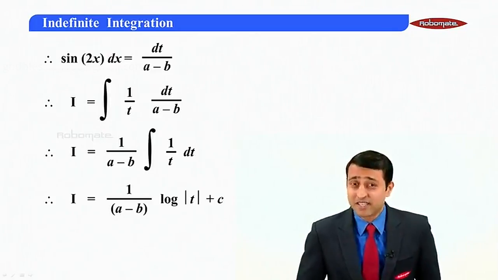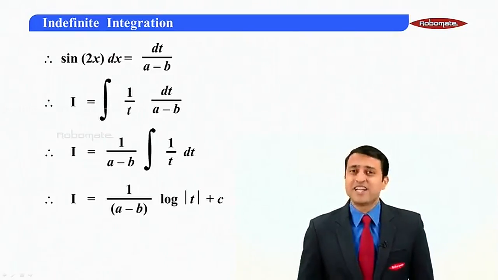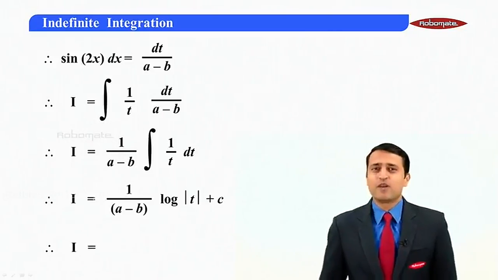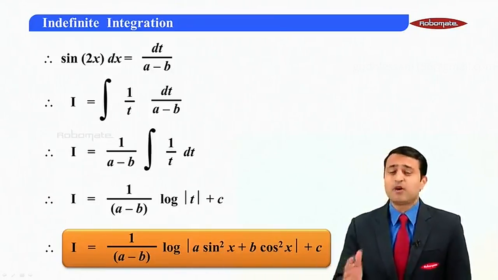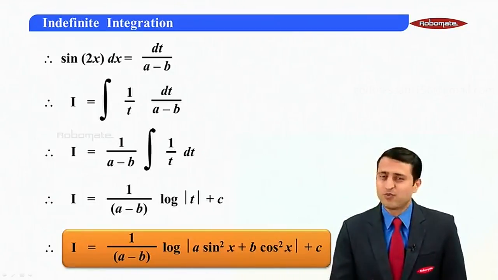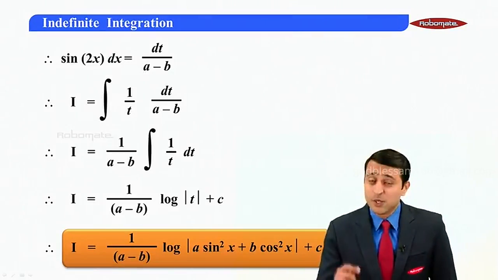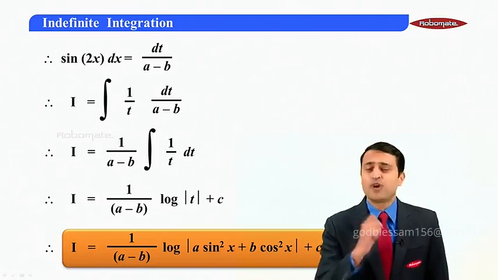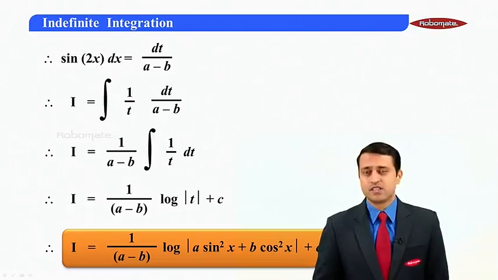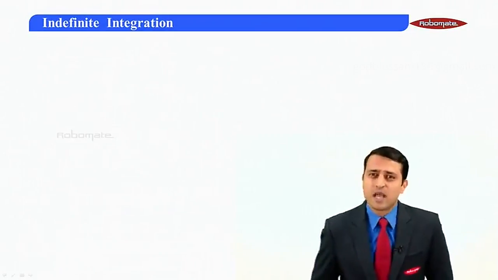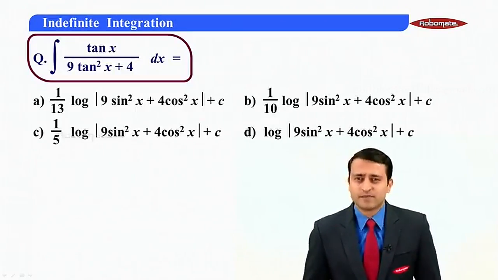Now we cannot keep the answer in terms of t. So let us resubstitute. Let us put the value of t, that is nothing but a sin²x plus b cos²x, and plus c has to follow. Now students, you may remember this as a formula for sums which we will have to solve in entrance. Is that okay? Let us take one example from the entrance part of it.